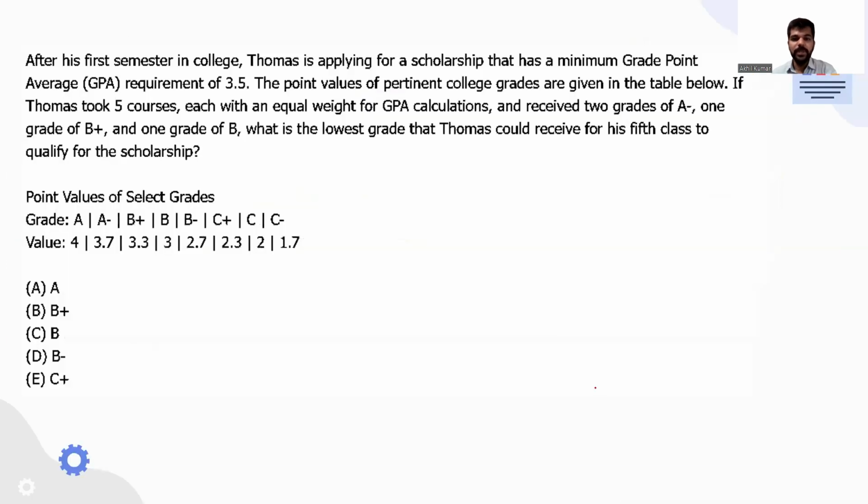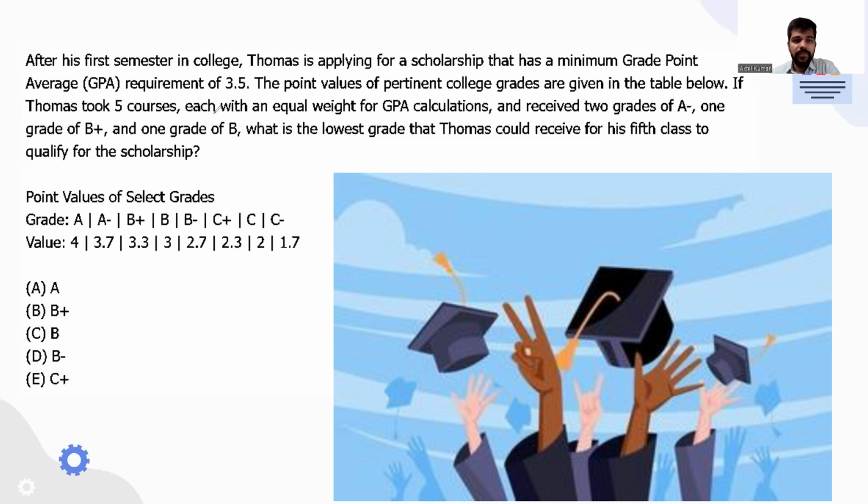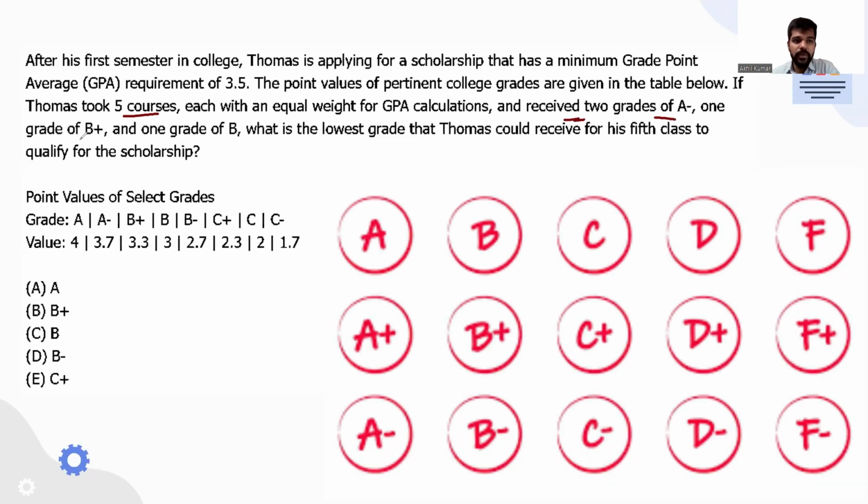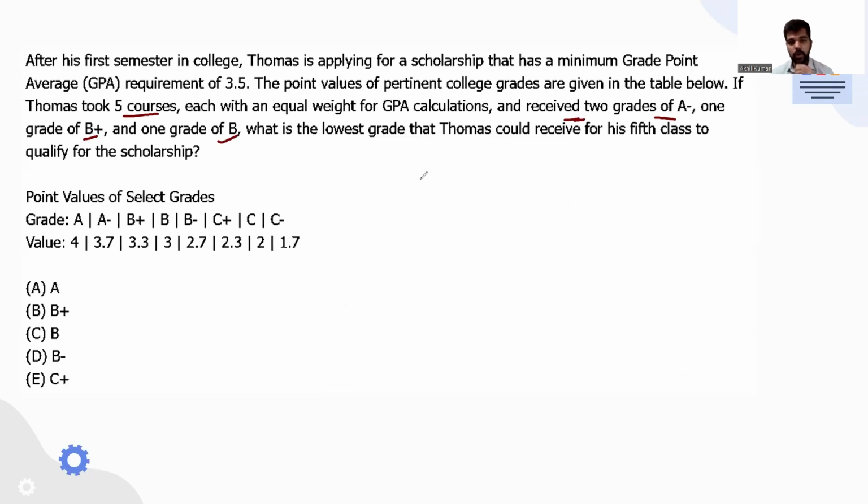Question number two says that after a semester in the college, they have given some grading system. There are five courses, and there will be two who receive A negative, one who gets B positive, and one who gets B. So we need to figure out what is the lowest grade, and it is given that the average grading of the entire five courses is 3.5.